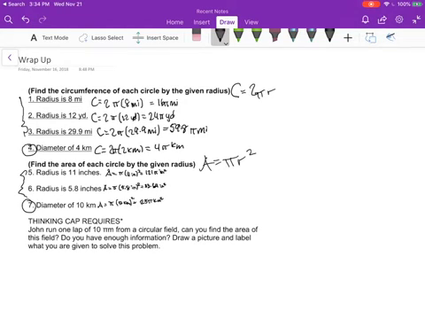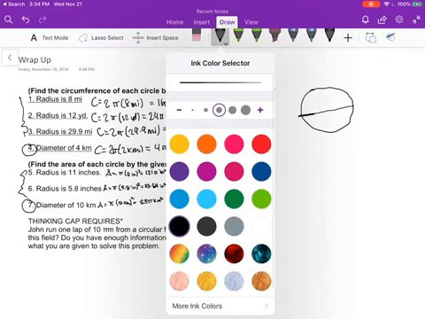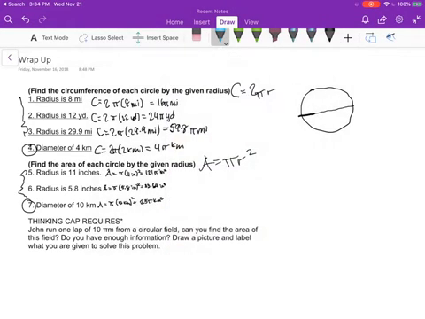And recall that the diameter is the line from the edge of the circle to the other edge of the circle, and we need the radius. The radius is from the center of the circle all the way to the edge of the circle. So the radius is half of the diameter.